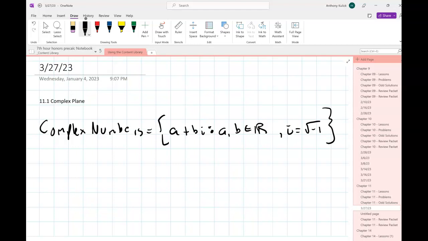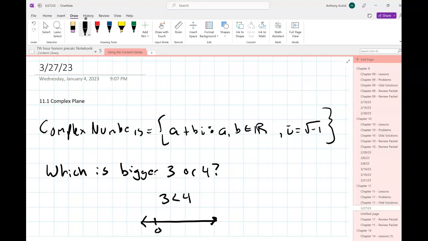So one of the weird things about the complex numbers is the ordering principle. If I ask you which is bigger, 3 or 4, what would you say? 4, right? Because if I draw the number line, 3 comes before 4, right?